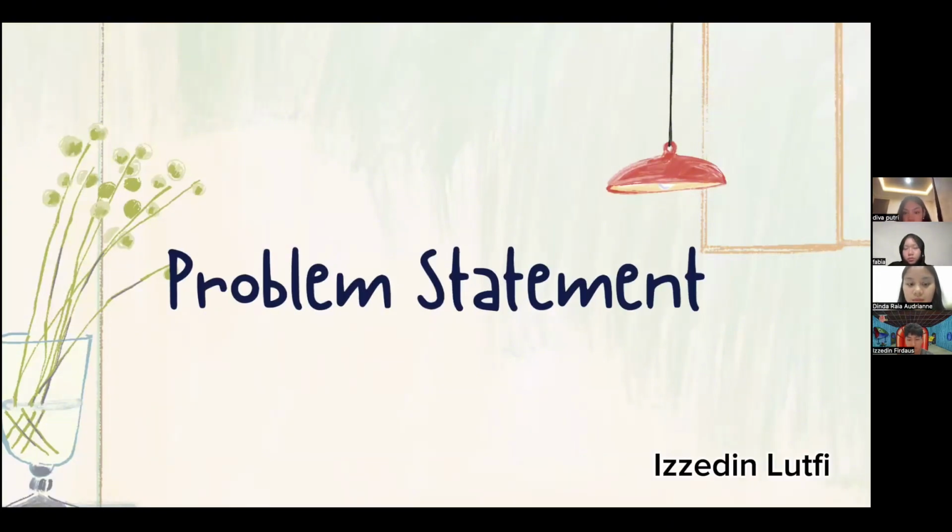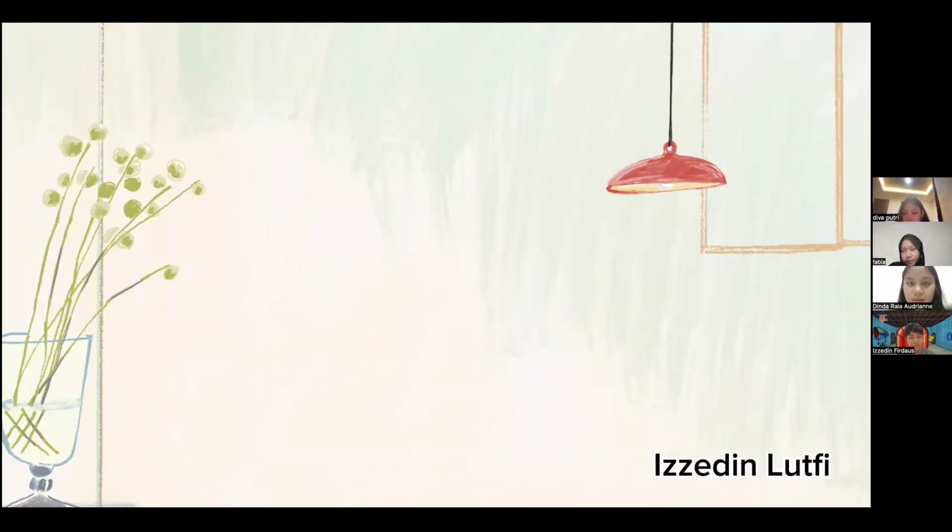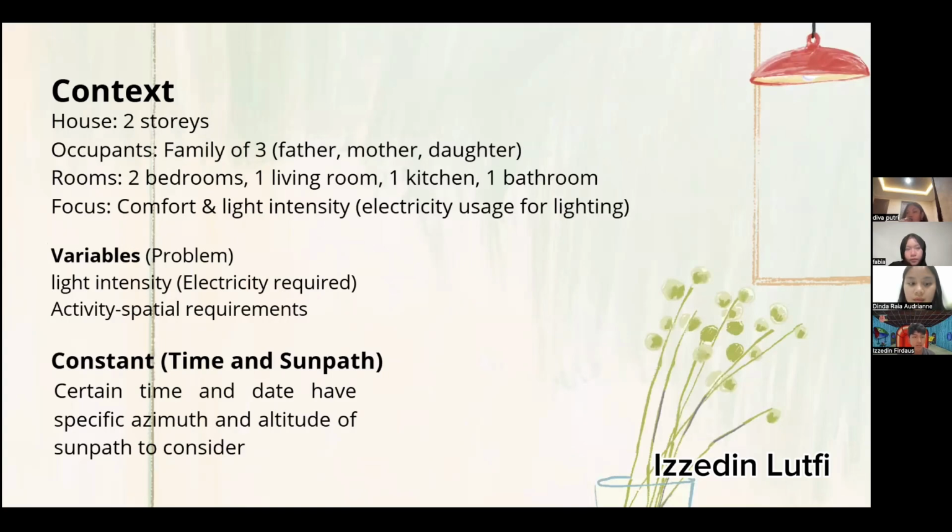So we'll start with the problem statement. For context, the problem revolves around a two-story house, and the settlers are a family of three, consisting of a father, a mother, and their daughter. The house contains two bedrooms, one living room, one kitchen, and one bathroom. The focus is on finding comfort within ergonomics, light intensity, and the effectivity of the electricity used. The variables of these problems are the light intensity and the activity spatial requirements.